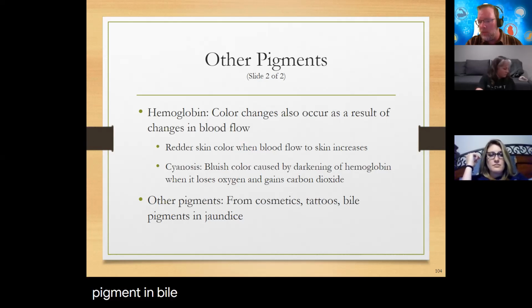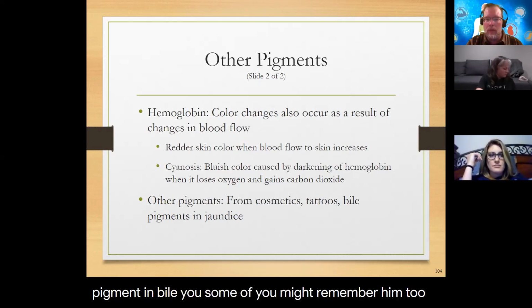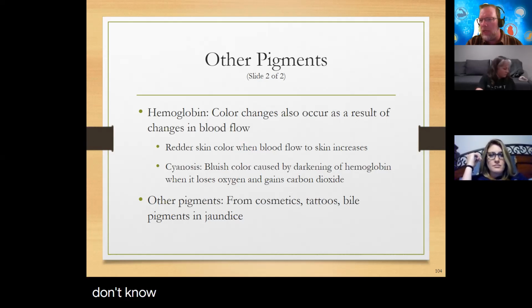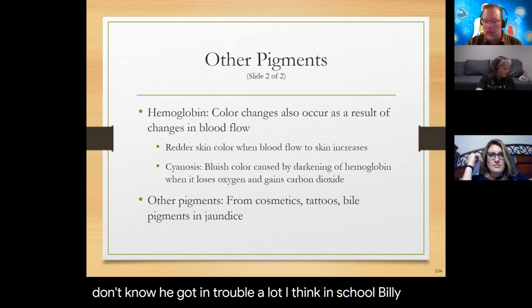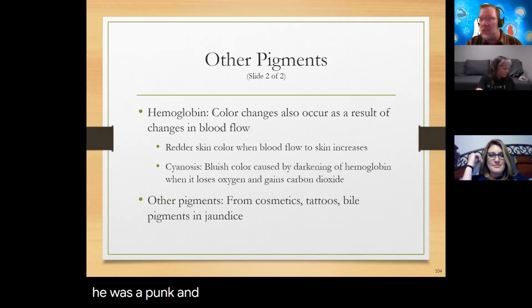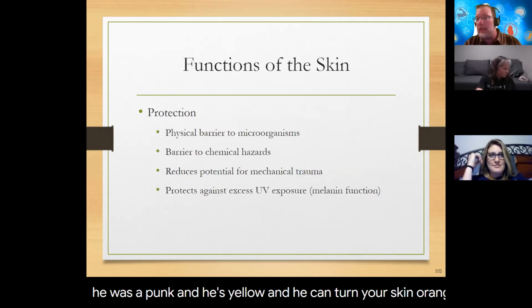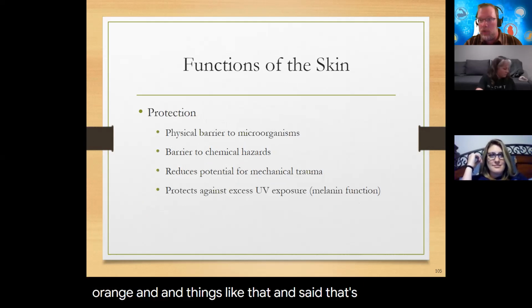Some of you might remember him too. I don't know. He got in trouble a lot, I think, in school, Billy, but he was a punk, and he's yellow, and he can turn your skin orange and things like that.